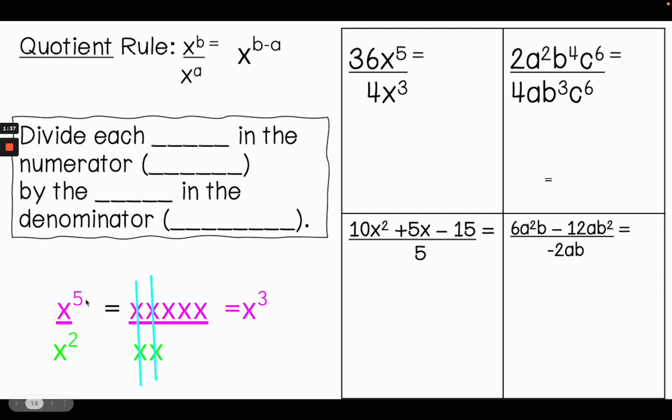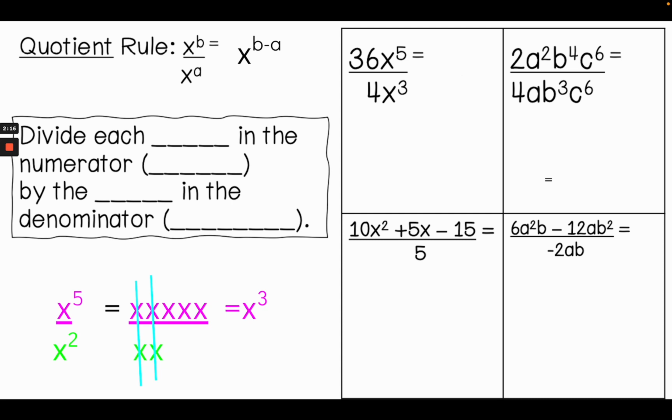Now, as you can see, if I just said 5 minus 2, I would get the same answer, x to the 3rd power. And so that's what we're going to be doing today. If you are dividing a variable by the same variable, we're going to subtract the exponents and get the answer there. Now, there may be a time where we get a negative exponent, and we talked about how a polynomial cannot have a negative exponent. So when we get to that point, we'll talk a little bit more and expand on that.